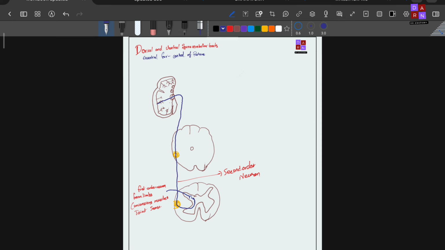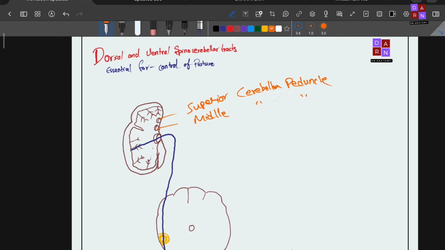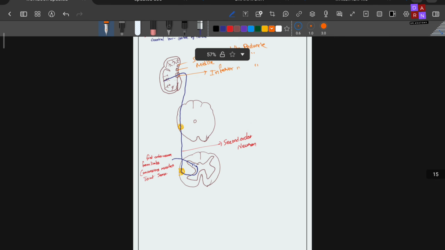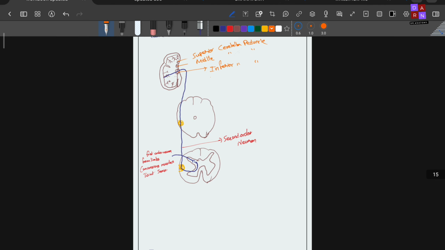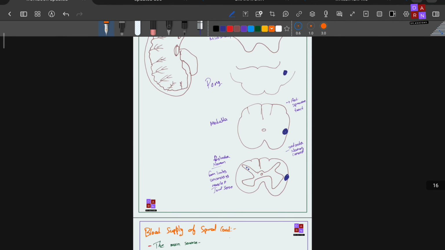There are three peduncles: superior cerebellar peduncle, middle cerebellar peduncle, and inferior cerebellar peduncle. It enters through the inferior cerebellar peduncle. This is the important point you are going to remember in this tract. Next we are going to discuss the ventral spinocerebellar tract.